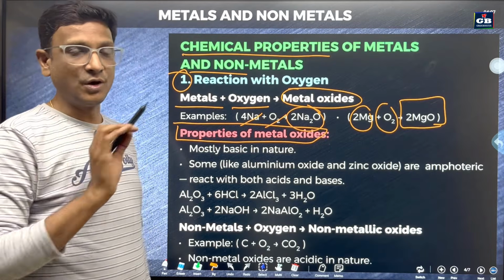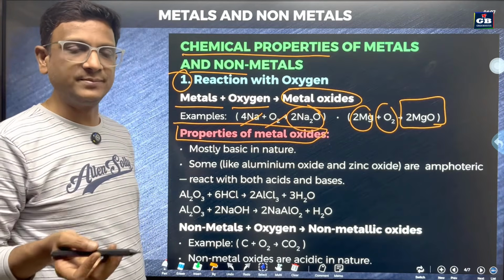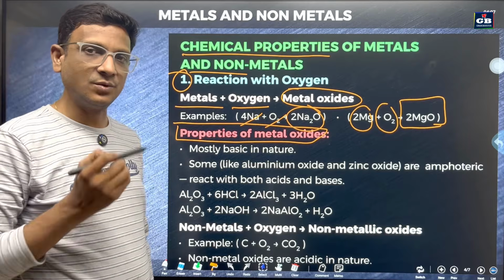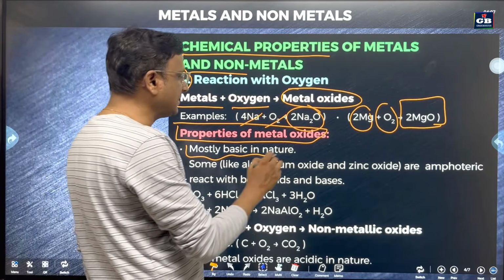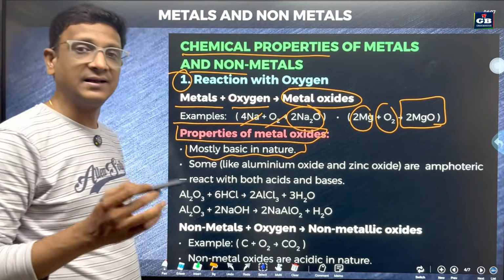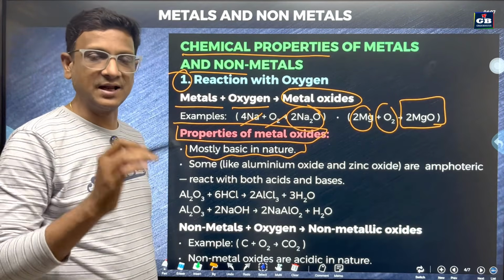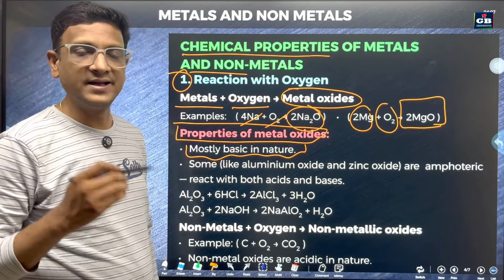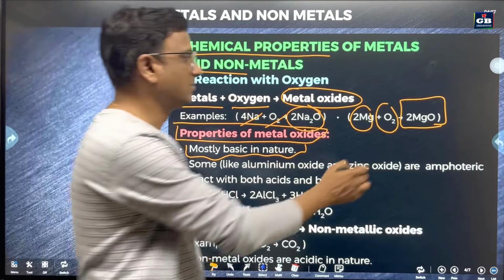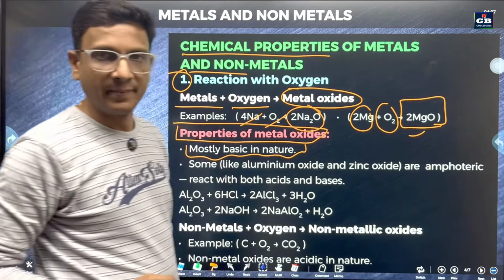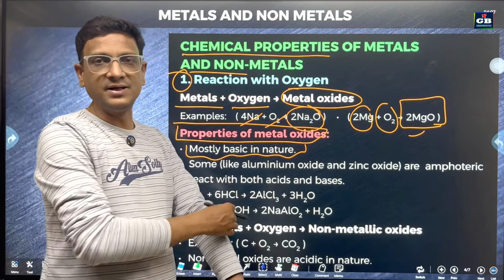We are not ending there. We are learning the properties of this metal oxide. What are its properties? Let us see. Metal oxides are mostly basic in nature. They are alkaline in nature. What is a metal oxide here? Magnesium oxide. We have that in chemical reactions also.